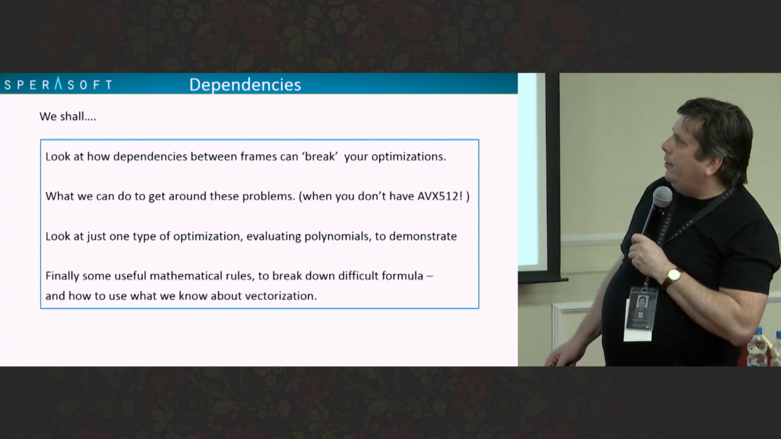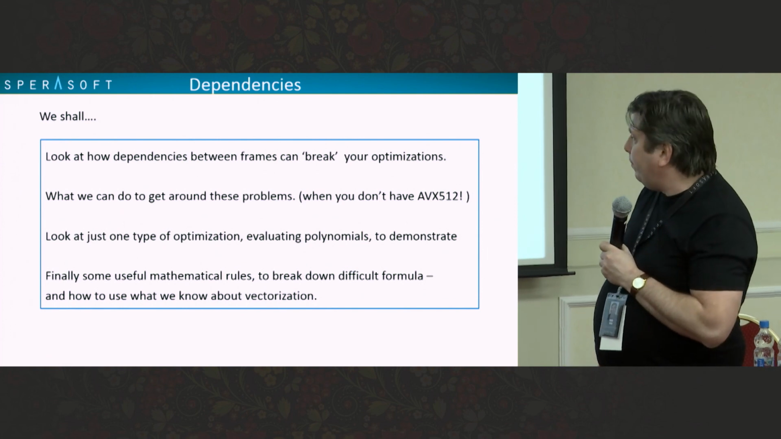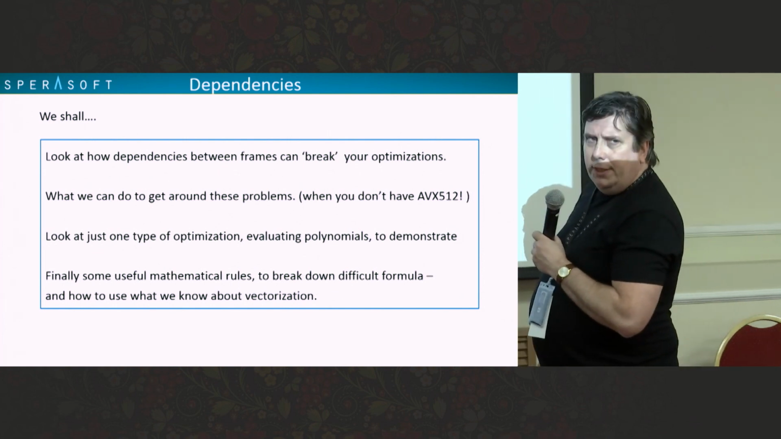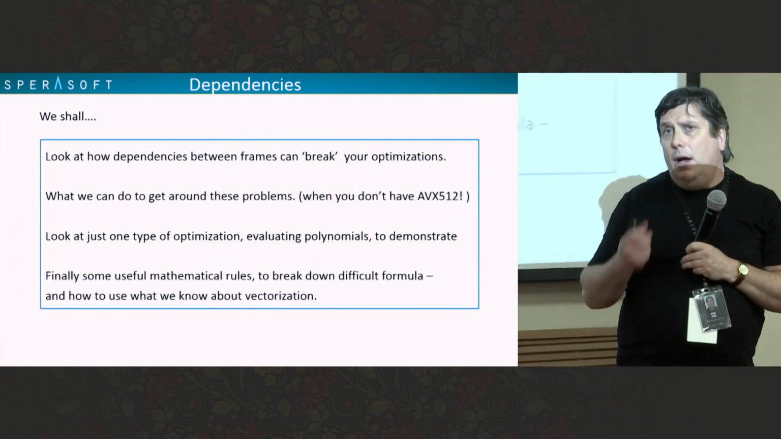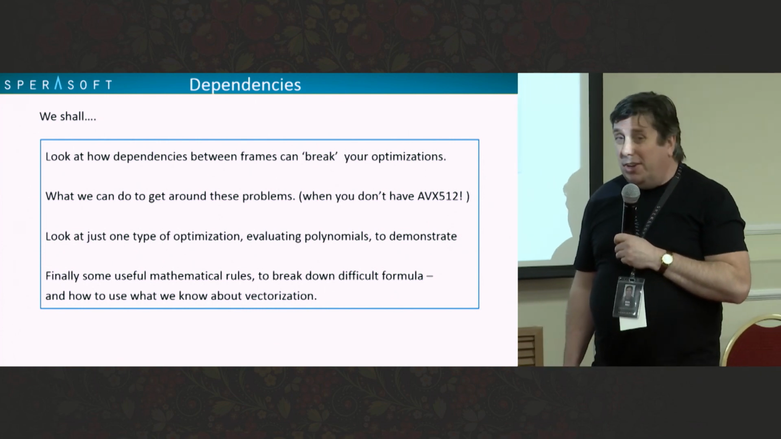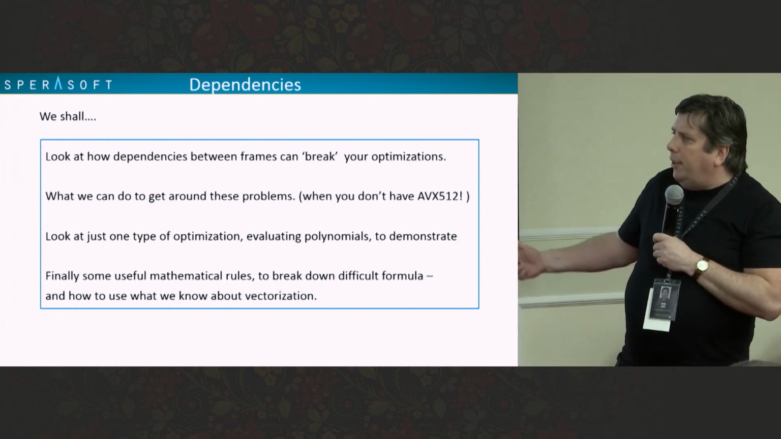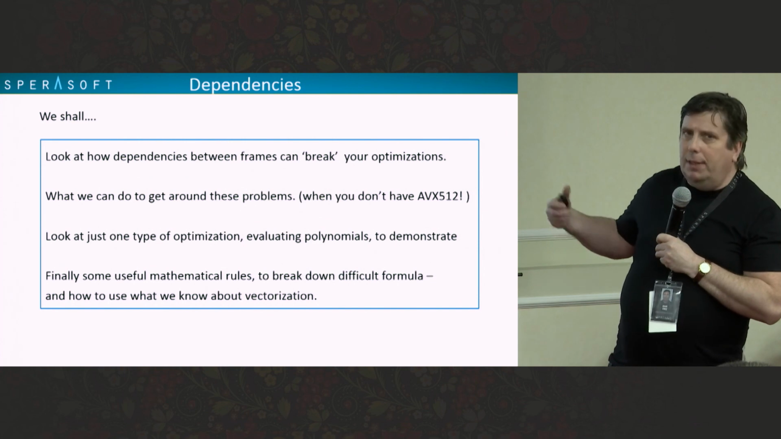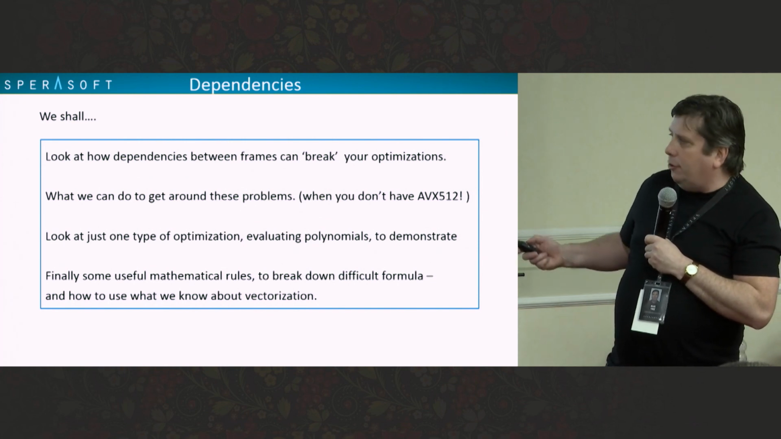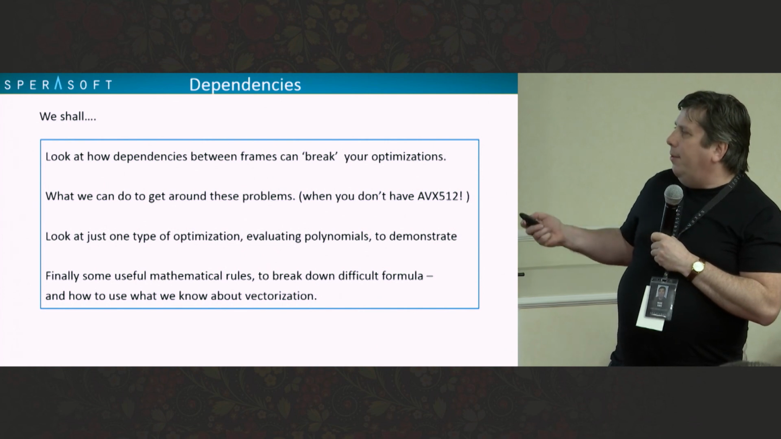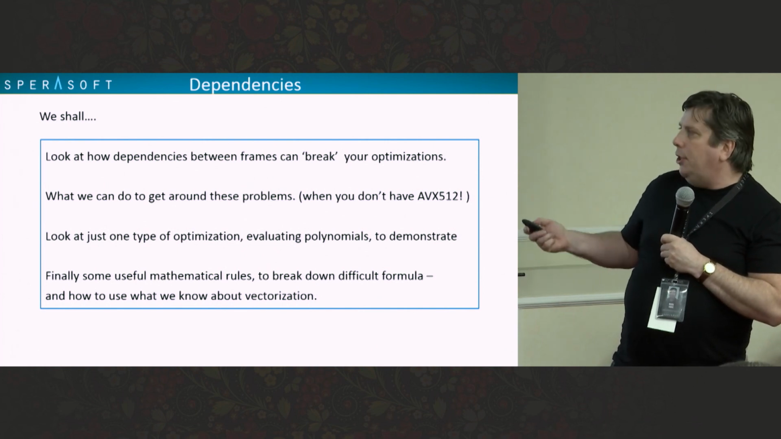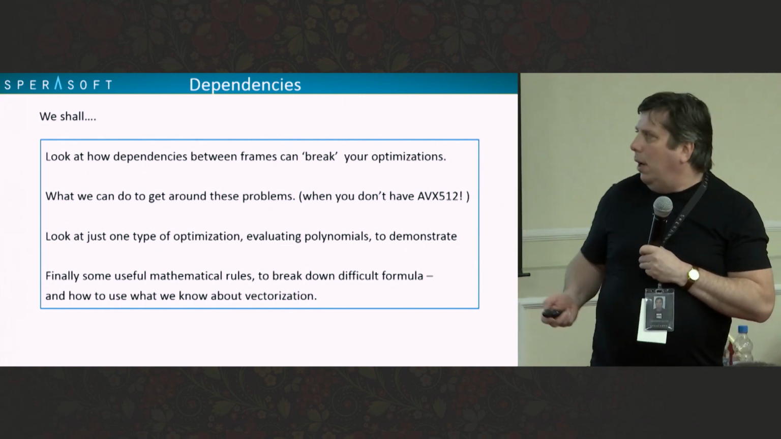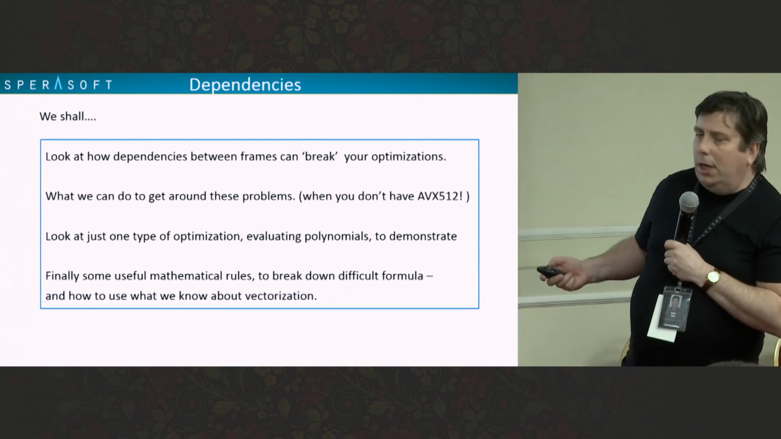I want to look at how the dependencies between the frames break optimizations and how we can get around these problems. I'm going to look at one type of optimization, which is a pretty good example here, which is basically iterative optimizations of polynomials. It doesn't really matter what we look at. It's just an example, something that works and hopefully demonstrates what I want to illustrate. And then I'm going to end by looking at a few mathematical relationships which we can use to get around some difficult functions mathematically.